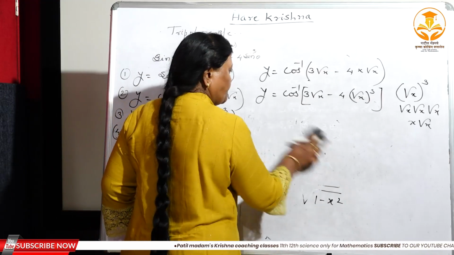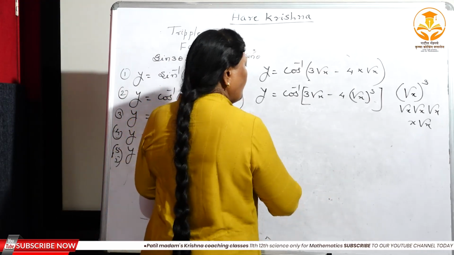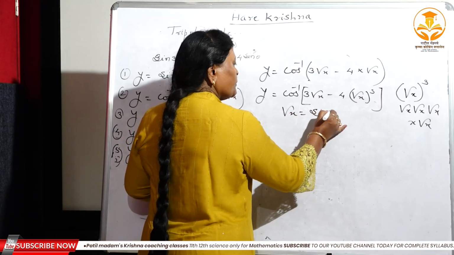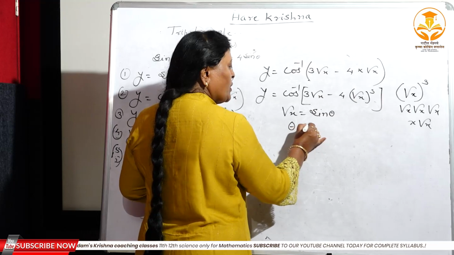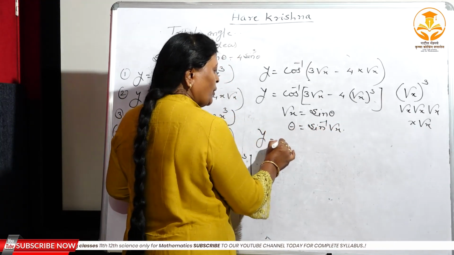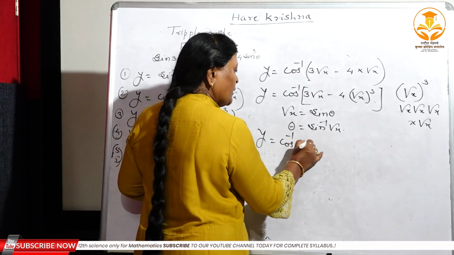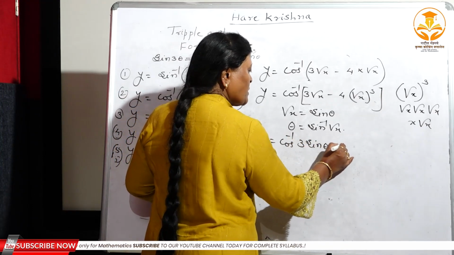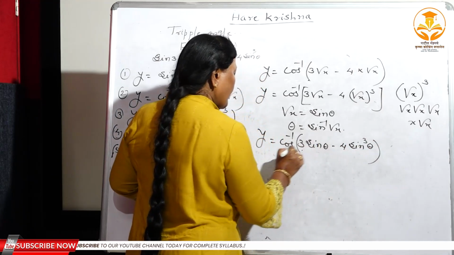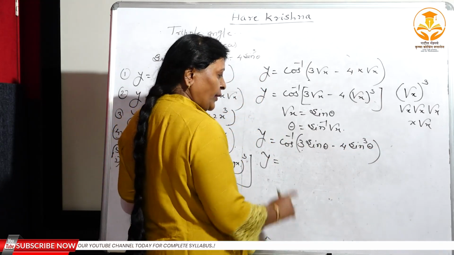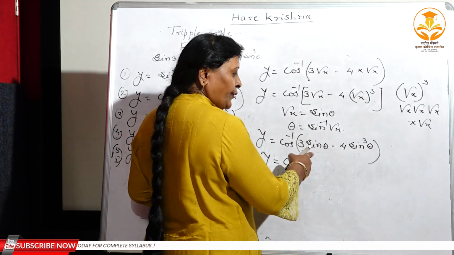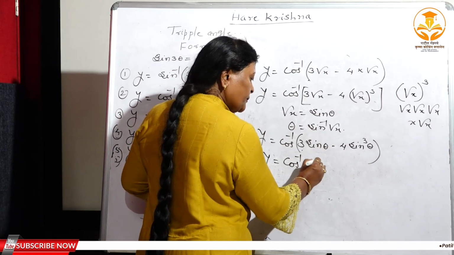Now obviously where you can substitute, you can put root x is equal to sin theta. Therefore theta is equal to sine inverse of root x. Therefore y is equal to cos inverse of 3 sin theta minus 4 sin cube theta, right? Again y is equal to cos inverse, this is the formula of sin 3 theta.